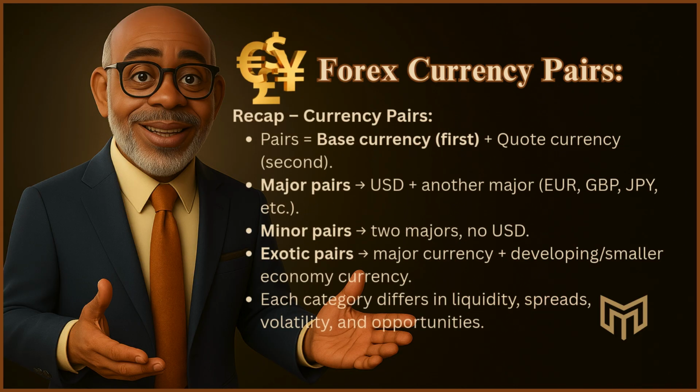Let's recap what we learned about currency pairs and how they're categorized. Currency pairs always consist of 2 parts: the base currency, listed first, and the quote currency, listed second. Major pairs involve the US dollar paired with another major, like the euro, the British pound, or the Japanese yen. Minor pairs, sometimes called cross pairs, contain 2 major currencies but no US dollar. Exotic pairs combine a major currency with the currency of a developing or smaller economy.